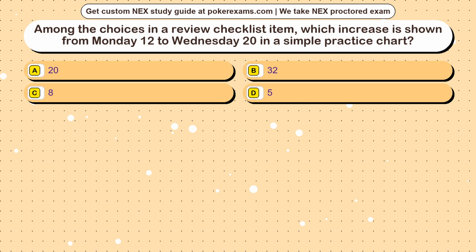Question 15. Among the choices in a review checklist item, which increase is shown from Monday 12 to Wednesday 20 in a simple practice chart? Option A 20. Option B 32. Option C 8. Option D 5.